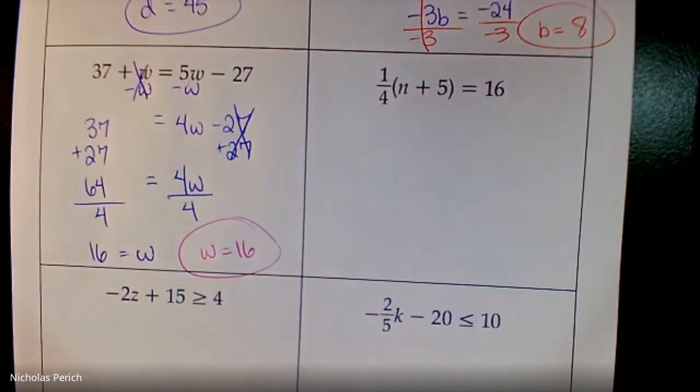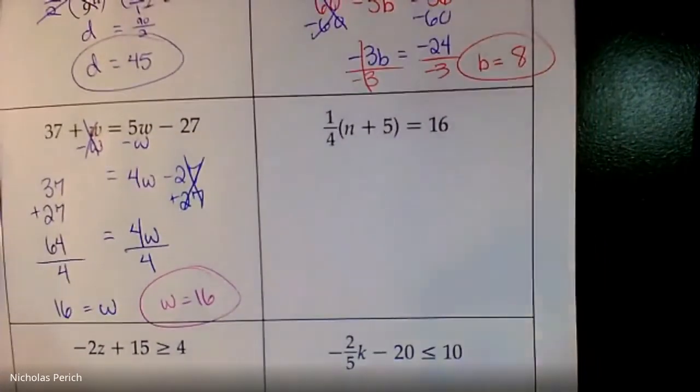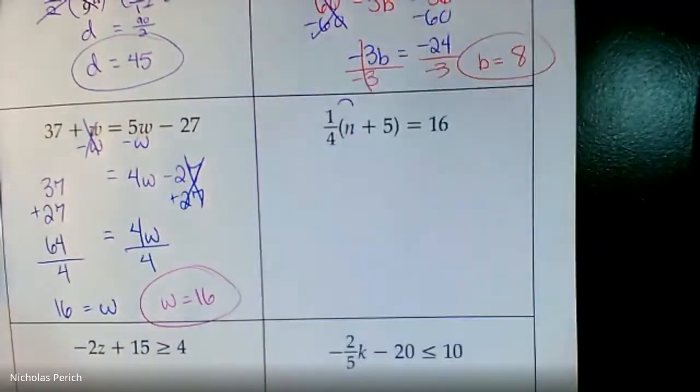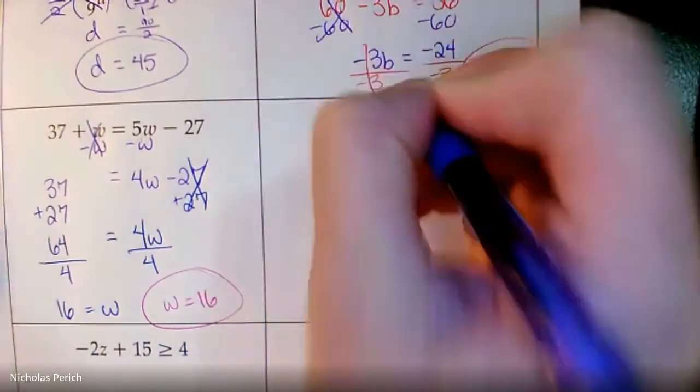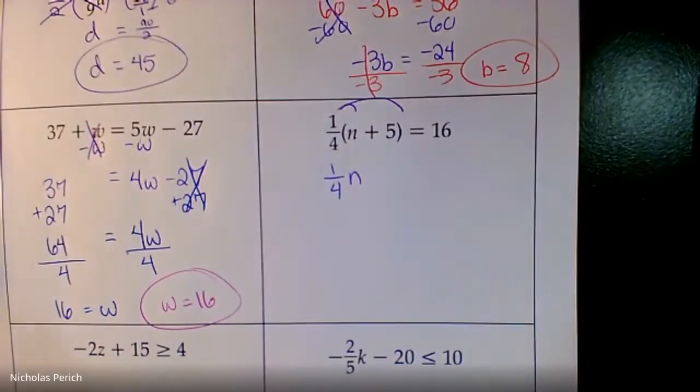Distributive property yet again. I have a fourth, a quarter, if you will, and I'm going to take a quarter of n. So I'm going to take a quarter of n and a quarter of 5. Somebody tell me what 1/4 of 5 is and keep it in proper, please. 5/4.